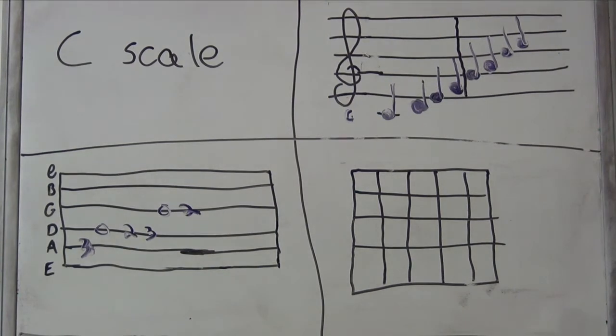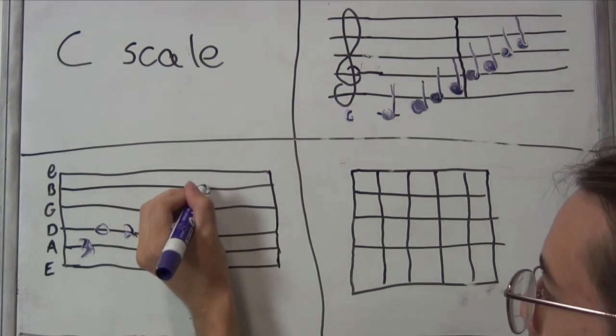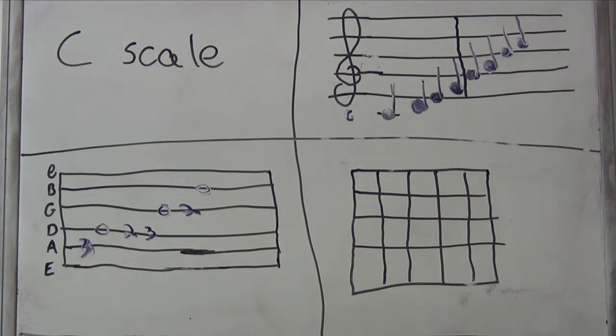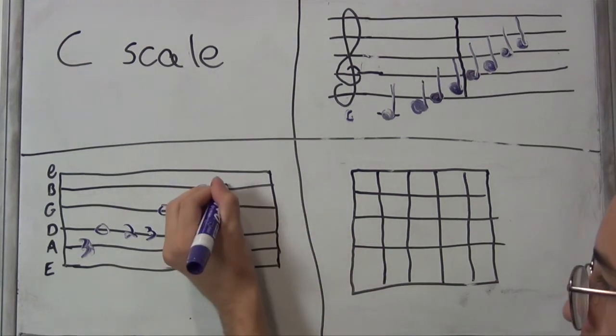For B, we'll play it open, we've got a B string. And then our last note is C, which is on the 1st fret of our B string.